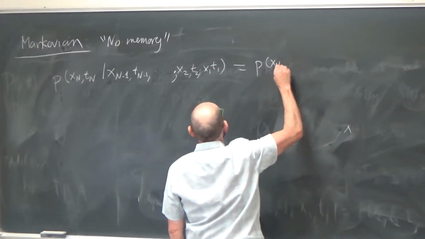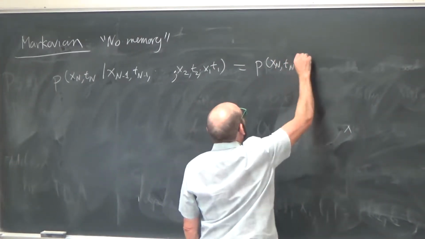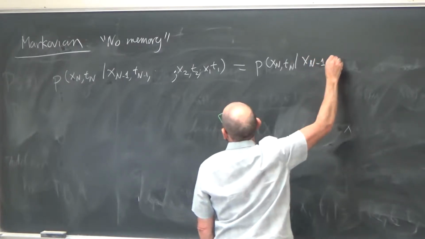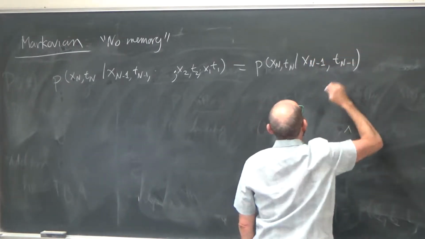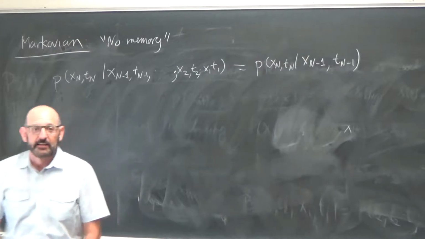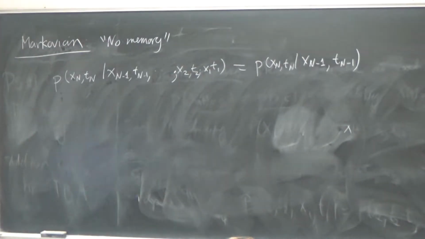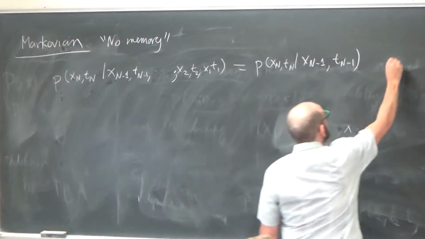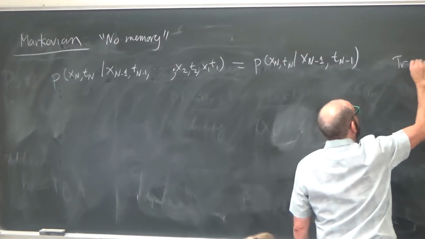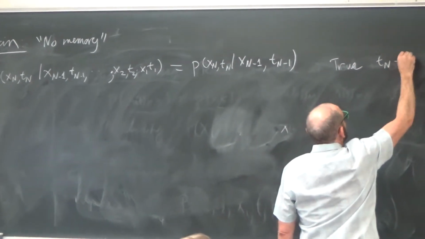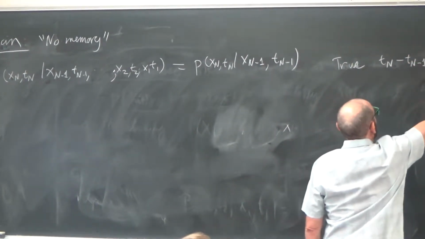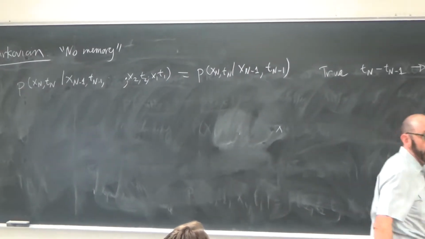And I could care less about what happened in all the other events. It only depends on the last event. Such a process is said to be a Markov process. And if it's truly Markovian, this is true even if t_{n-1} goes to a differential, in the limit that it goes to 0.